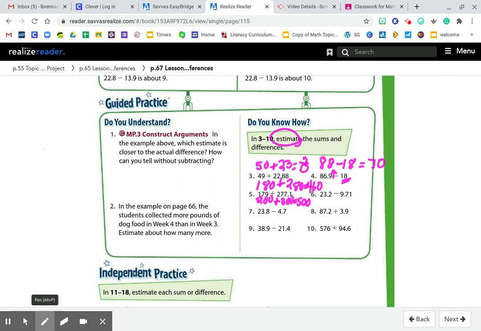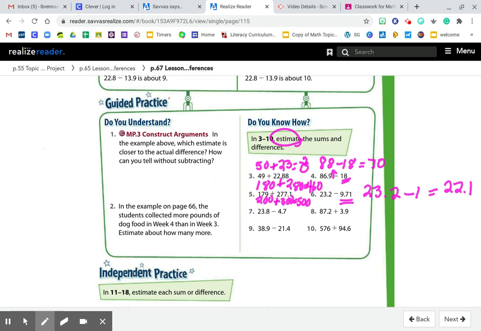23.2 minus 9.71. Anytime you have an answer close to a multiple of 10, just keep that. So I could say 23.2 minus 1, because remember 9.71 rounds to 10. So now I have 22.1. That one's kind of easy to do in your head. You're trying to do this as mentally as you can.